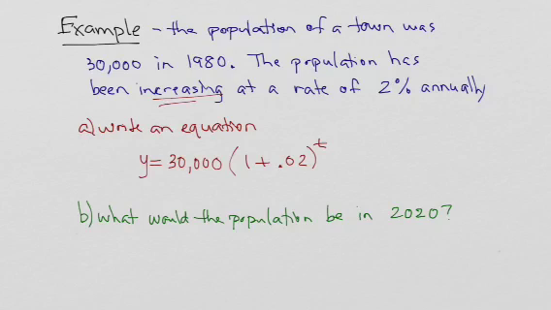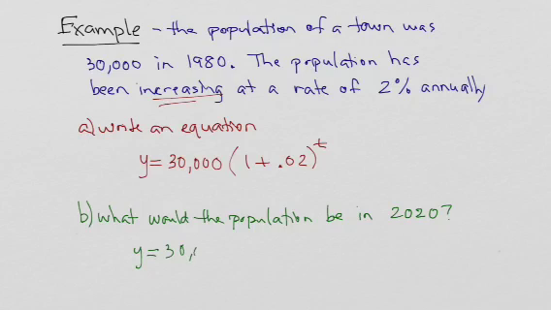And that's the part that changes. I don't know how much time it has been. It depends on when I want to make a measurement. So that's the next question: what would the population be in 2020? Let's just say that this was a real town, and we want to know what its population is right now. So what we would do is plug those numbers in.